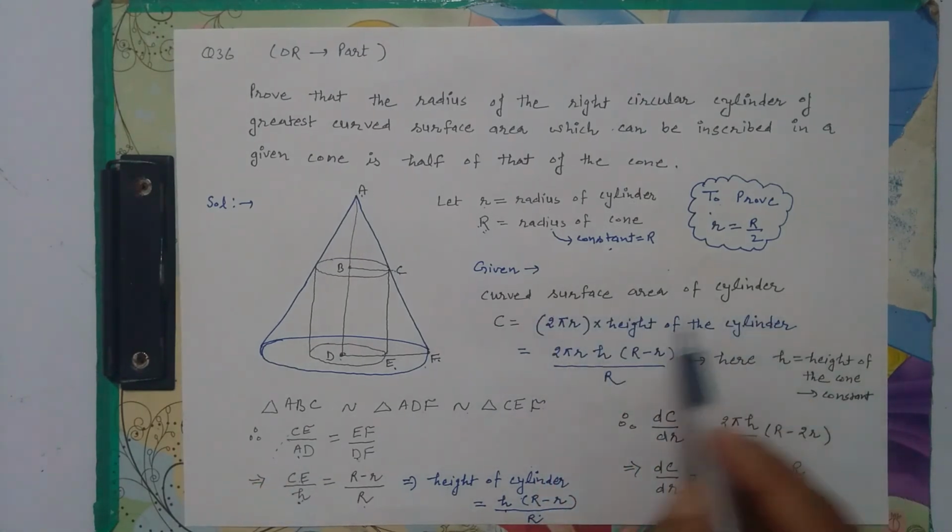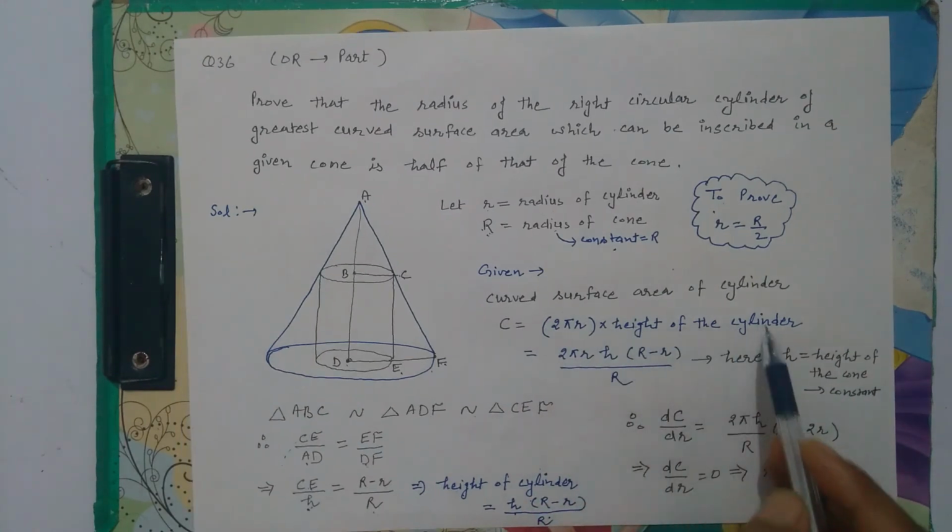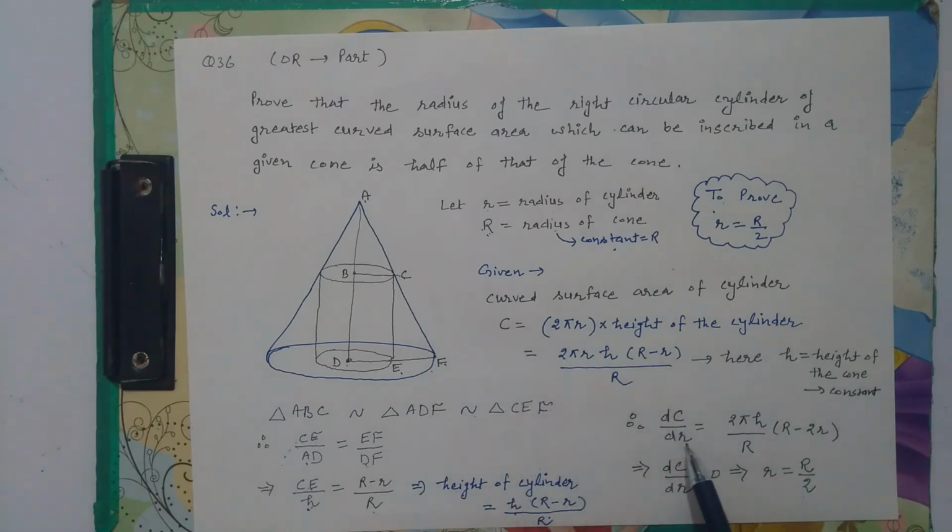Now what is the curved surface area of the cylinder? This is 2 pi r into the height of the cylinder. So we substituted this value and differentiated with respect to the variable. Only small r is the variable, so with respect to r we differentiated. Setting this equal to 0, we have small r is equal to capital R upon 2. At this value, the second order derivative is less than 0. So small r, that is the radius of the cylinder, is equal to the radius of the cone upon 2. That's all. Thank you very much.